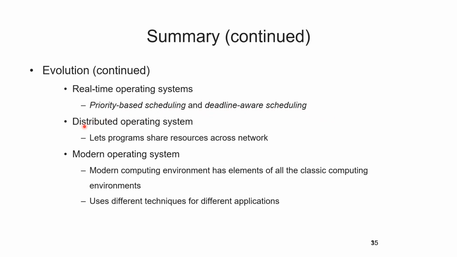Next we talked about the distributed operating system, in which resources are shared among the computers connected to the network. These are all the things we have discussed, and there is one more operating system, that is the modern operating system. The modern computing environment has the elements of all the classic computing environments, so it uses different techniques for different applications. Whatever we have discussed, everything is available in modern operating systems. Okay, that's all about the classes of operating system.